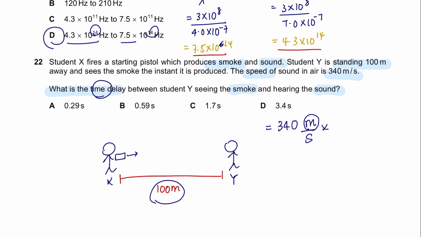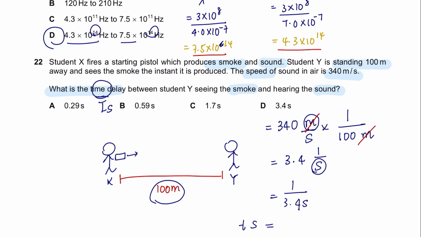So to cancel out the meters, I am going to do 1 over 100 meters. When I cancel them out, I am left with 3.4 over 1 second. And to find only seconds, because I'm looking for time and the unit is seconds, I would inverse this, 1 over 3.4 seconds, and the value of time, which is in seconds, would be 0.29. So the answer is A.